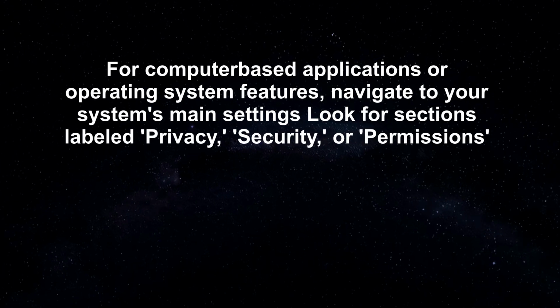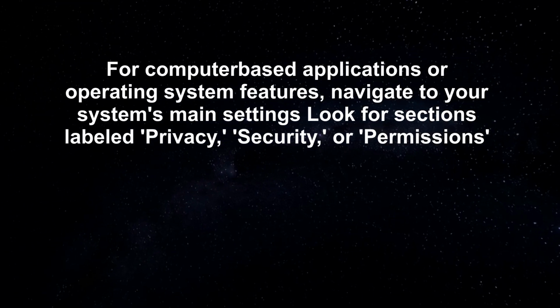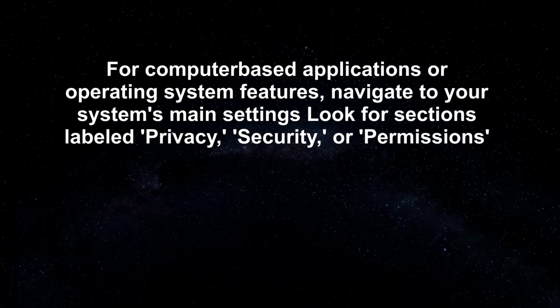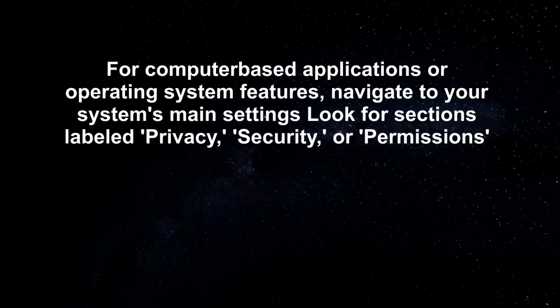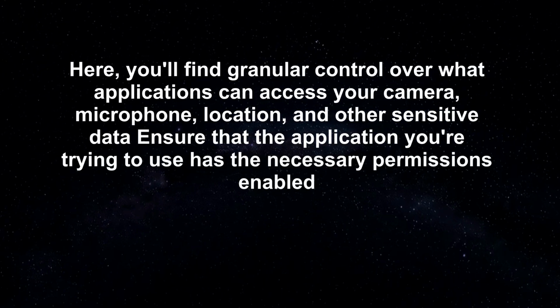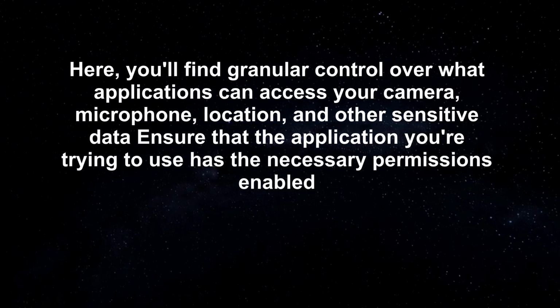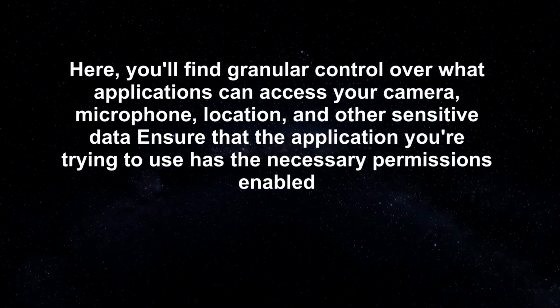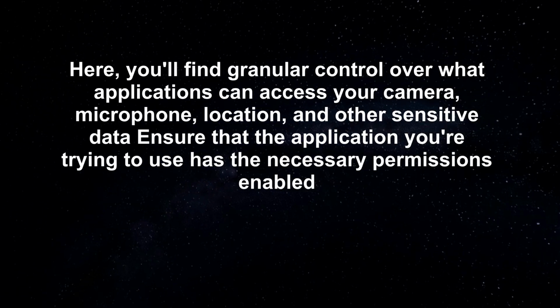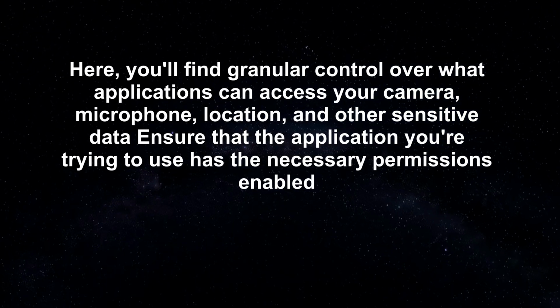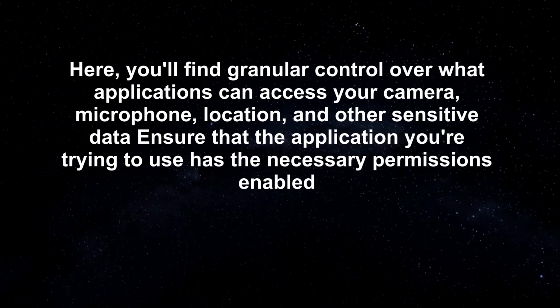For computer-based applications or operating system features, navigate to your system's main settings. Look for sections labeled Privacy, Security, or Permissions. Here, you'll find granular control over what applications can access your camera, microphone, location, and other sensitive data. Ensure that the application you're trying to use has the necessary permissions enabled.